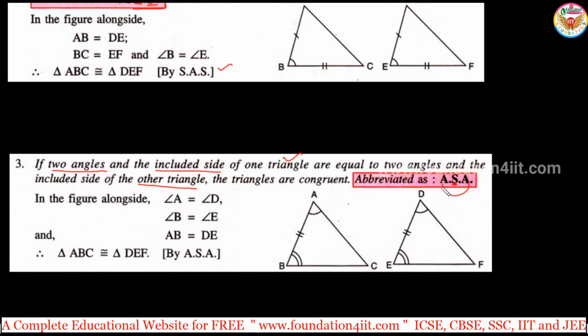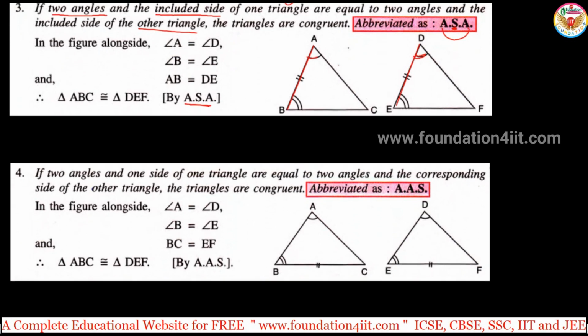So here is angle, side, angle. Angle A and angle D are equal, angle B and angle E are the same, and the included side is this one. These two angles are included with this side only, one at one corner and the other at the other corner. So AB is equal to DE. Angle, side, angle. So by the ASA property, triangles ABC and DEF are congruent.